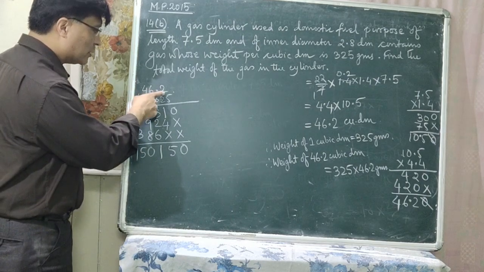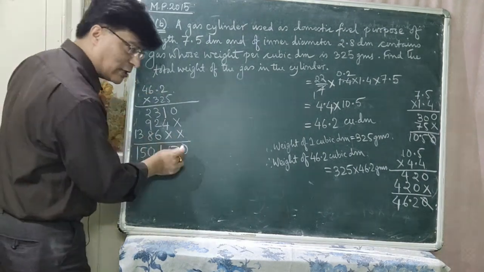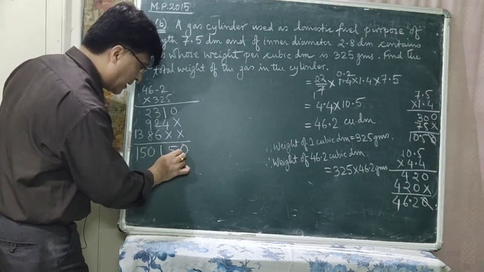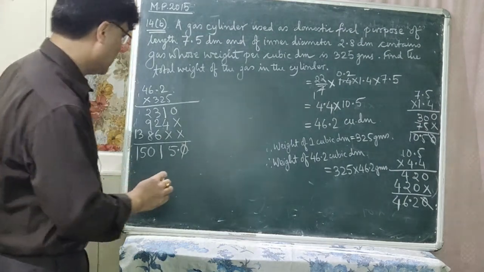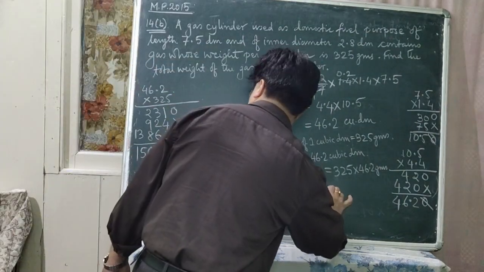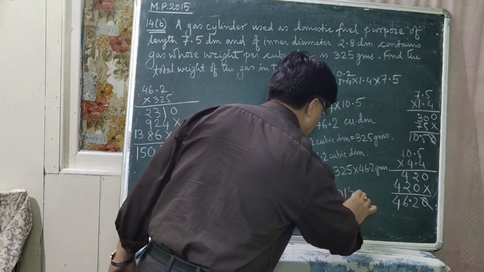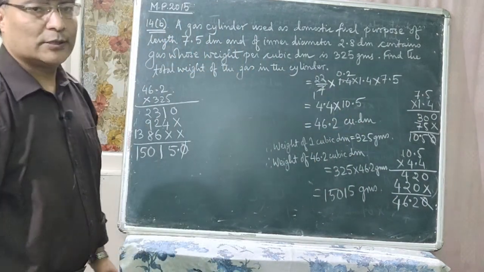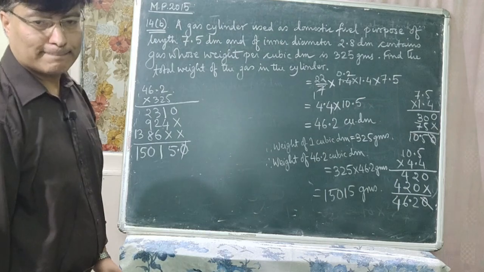After the decimal point there is only one figure, so you have to write the decimal point before one figure from the end, that is before 10 you write the decimal point, this 0 will be cancelled. So which is equal to 15015 grams. So I think you have understood it.